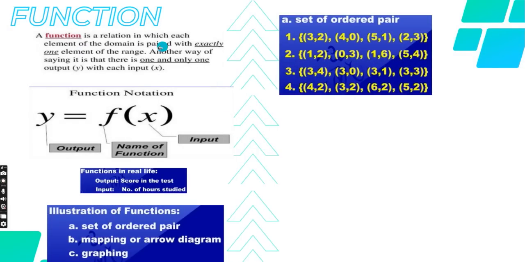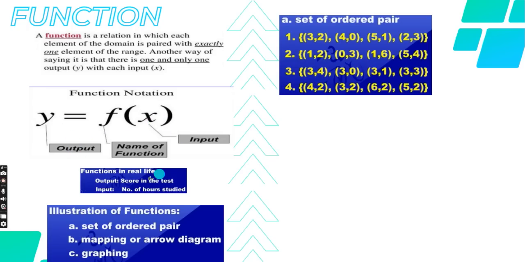A function is a relation in which each element of the domain is paired with exactly one element of the range. Another way of saying it is that there is one and only one output y with each input x. This is the look of function notation: y is equal to f of x. So f is the name of the function, x is the input, and y is the output. Whatever you put in as the input, you get a certain output.